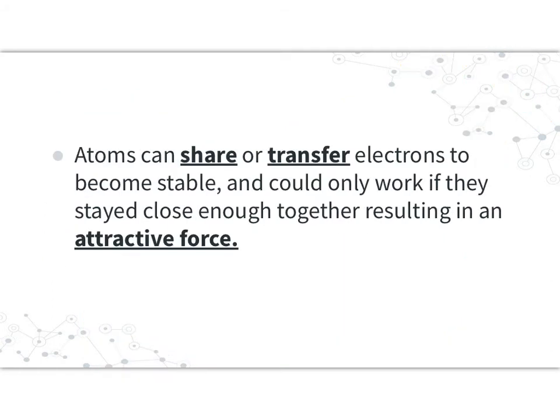So in bonding, atoms can share or transfer electrons to become stable. And this only works if they stay close enough together, resulting in an attractive force. So atoms that are super far apart have a harder time bonding than atoms that are super close together. They're more likely to bond where they're either sharing some of their electrons or there's a full transfer happening.